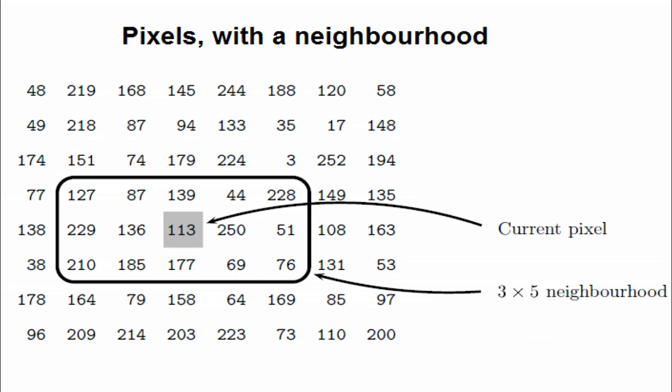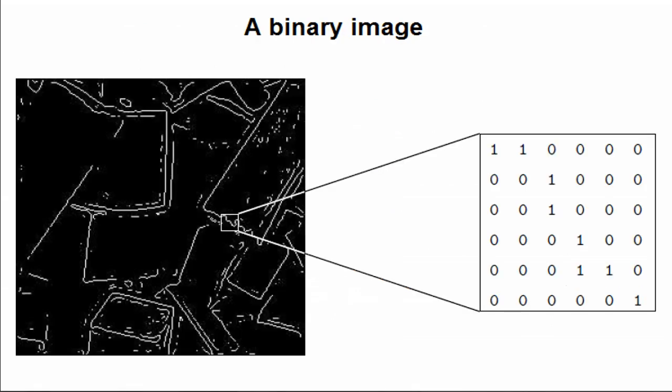The pixels surrounding a given pixel constitute its neighborhood. A neighborhood can be characterized by its shape in the same way as a matrix. So we can have a 3 by 3 neighborhood or a 5 by 7 neighborhood. In most cases, neighborhoods have odd numbers of rows and columns in order to guarantee that the current pixel is in the center of the neighborhood. In this image, you can see an example of a neighborhood of size 3 by 5.